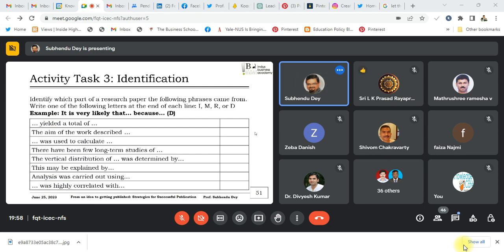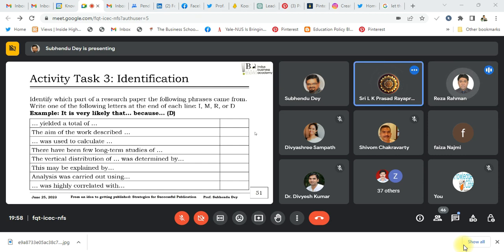Something yielded a total of dot dot dot dot dot. I think, sir, it's R. Results. It has to be results, right? It cannot be anything else. So it is straight results. Very fine.